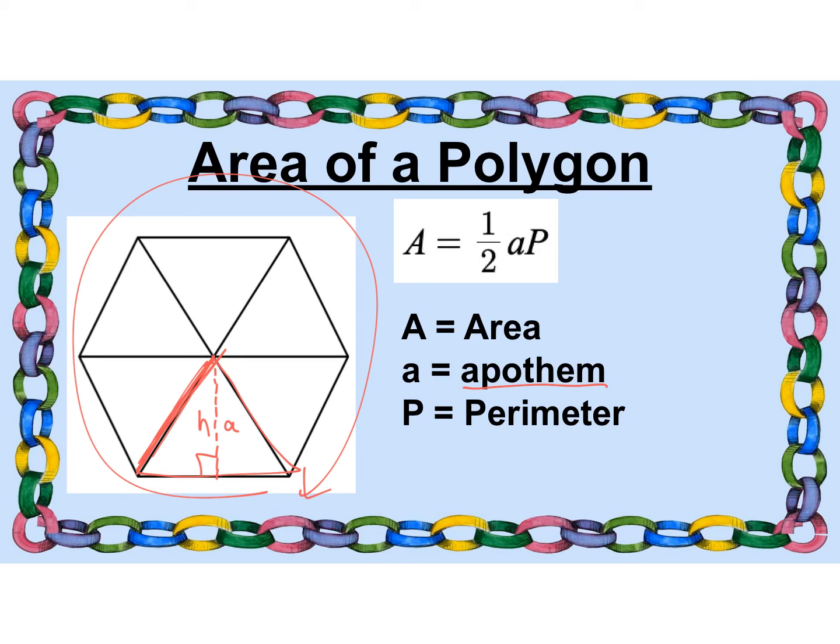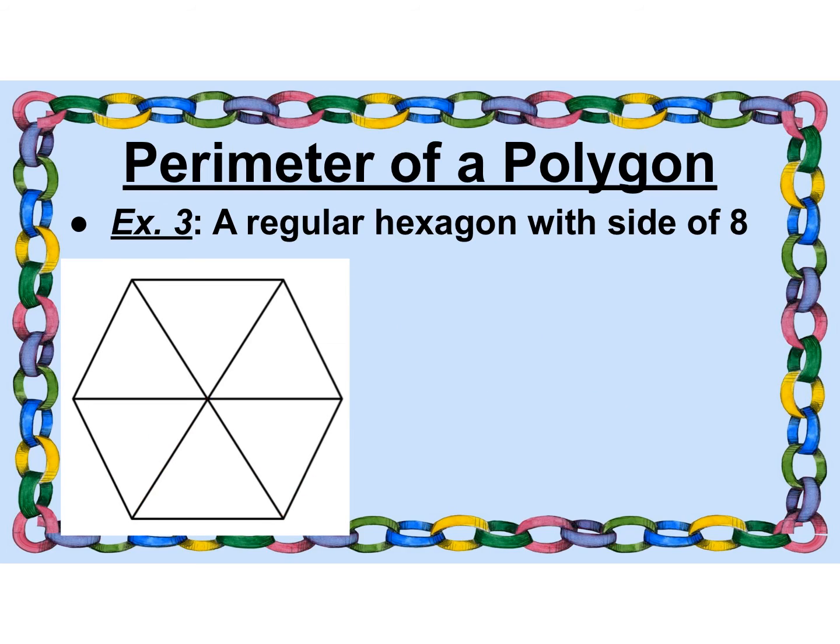It's also the height of the triangle. So we need to figure out that, and we need to figure out the perimeter, and then we can put that together for the area. So let's start with a regular hexagon, so they're all the same. And each side is 8. And we want to find the perimeter. So the perimeter here is just going to be 8 times 6, which is 48.